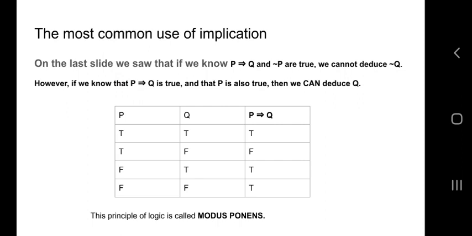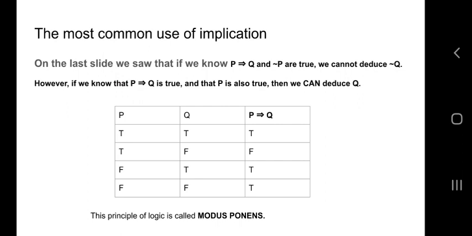Actually, before that, the statement P implies Q literally means whenever P is true, Q is true. So if it's true that P implies Q, and we have that P is true, then we get that Q is true, right? That's what we can deduce, because that's exactly what P implies Q means.